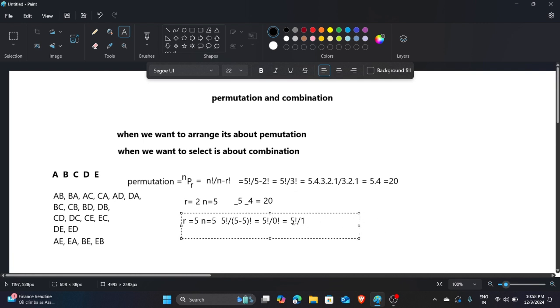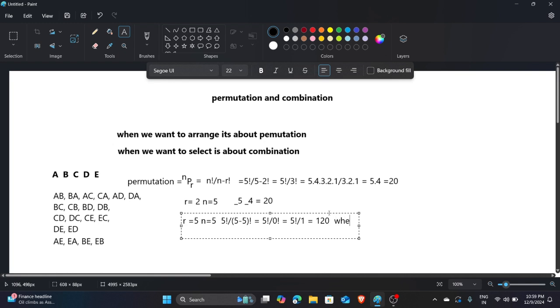Now you only have to give the solution for 5 factorial. The answer is 5 into 4 into 3 into 2 into 1. And what is the answer? 5 into 4 is 20, 20 into 3 is 60, and 60 into 2 is 120. 120 is the answer. So this is the condition when the repetition is not allowed.